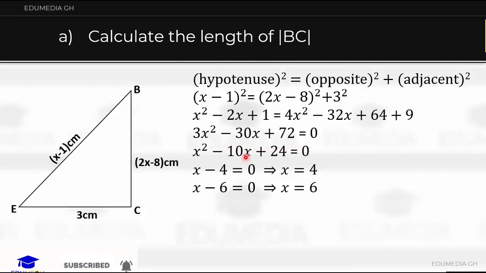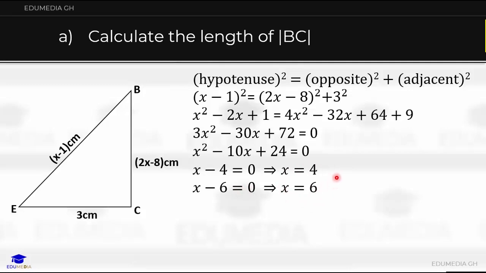When we look for the two values that can be substituted here, we have 4 and 6. That is, 4 and 6 will give us 10 when added, and when they are multiplied, they will give us 24. So that's why we use 4 and 6. So x minus 4 equals 0, and that gives us x equals 4. x minus 6 equals 0 gives us x equals 6.